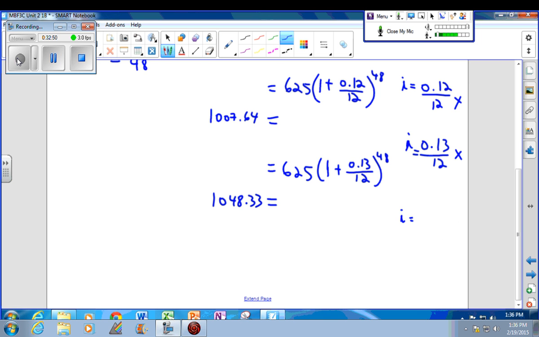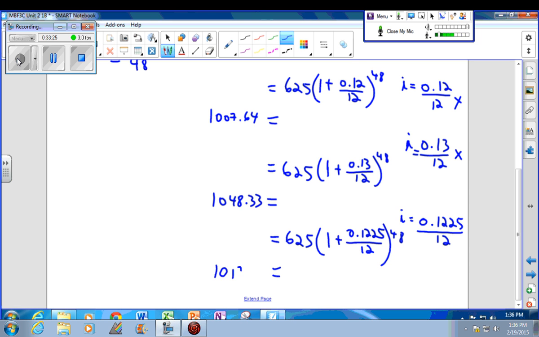That's going to be 0.1225 divided by 12. I think that could be it. All right, let's try that. 625 times (1 plus 0.1225 over 12) to the power 48. I think that would be pretty close. 0.1225 divided by 12 plus 1, to the power 48, times 625 is 1017.67. Huh, well, that's interesting.